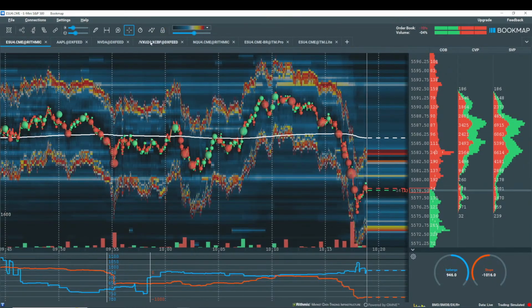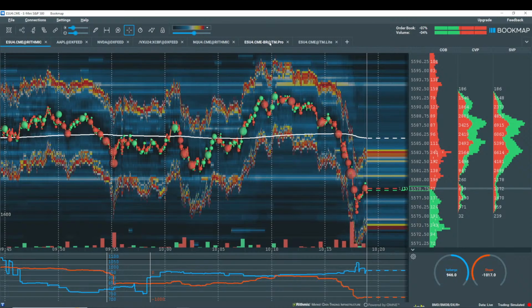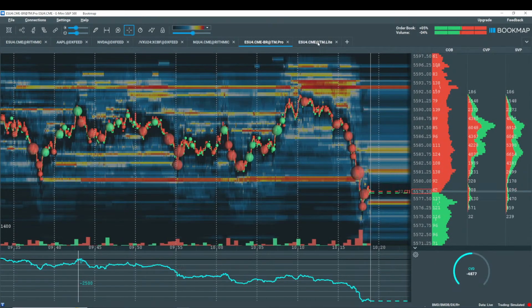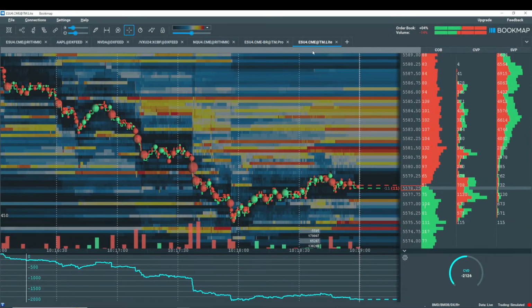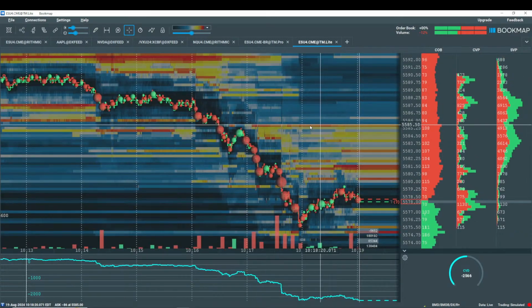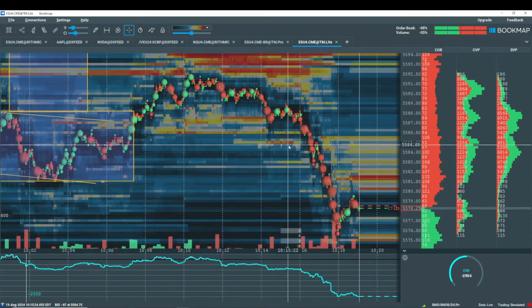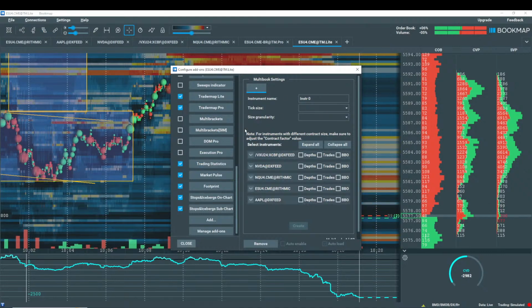There's another thing I want to put in here today: let's go back to our Trader Map Pro, Trader Map Lite versions. Looks like I got my footprint on here, so I'm going to take that off. Hold on a minute.